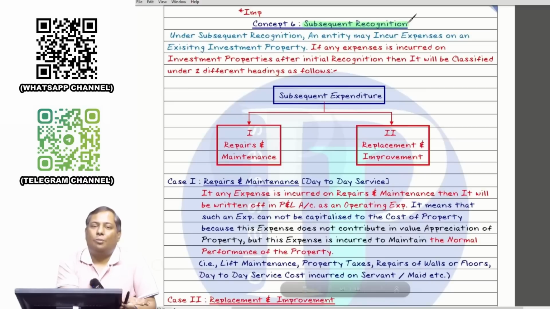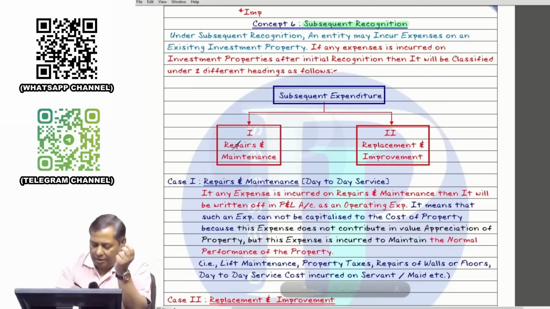Subsequent recognition has 2 parts. Put the routine expense in P&L. If it's a capital expense, capitalize it. Either we will go for repair and maintenance or for replacement. When we talk about repair and maintenance, it means day-to-day service. Don't worry, let's put it in P&L.